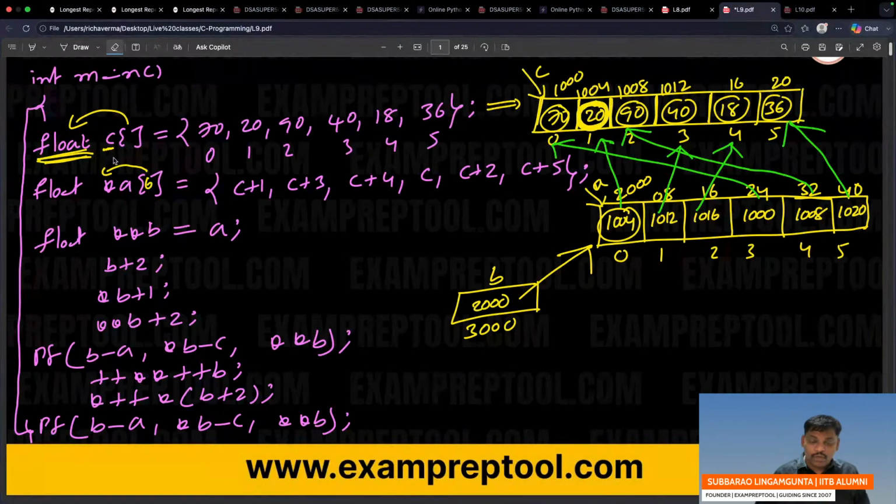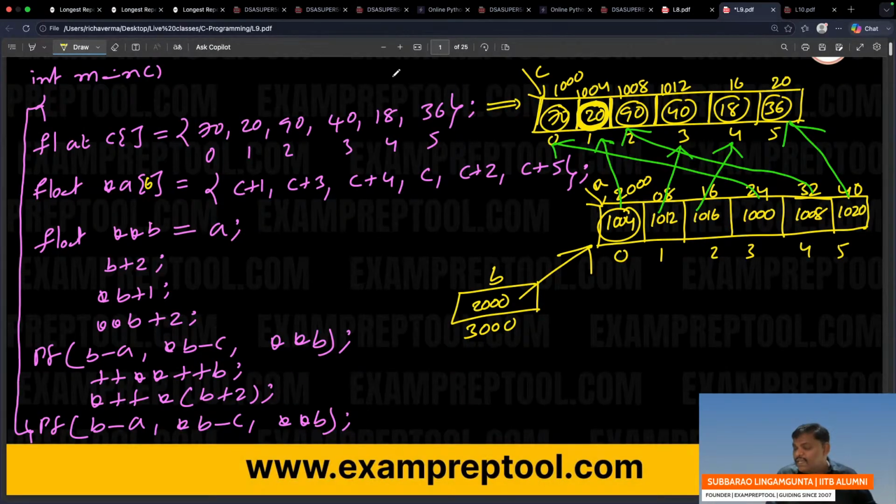Make sure, everyone, you may give a wrong answer, so it's very, very important. Meanings are very, very important. Please try to understand. Variable means inside, array means outside.